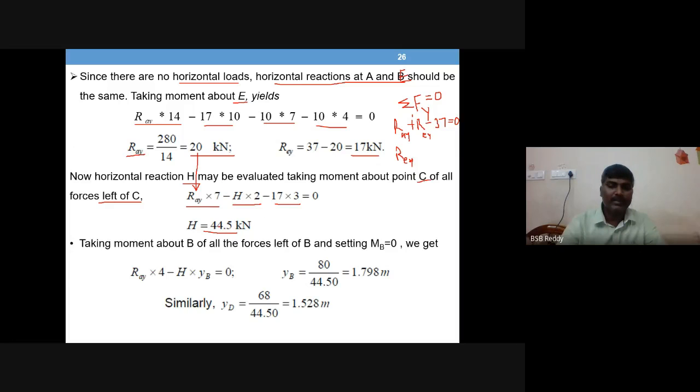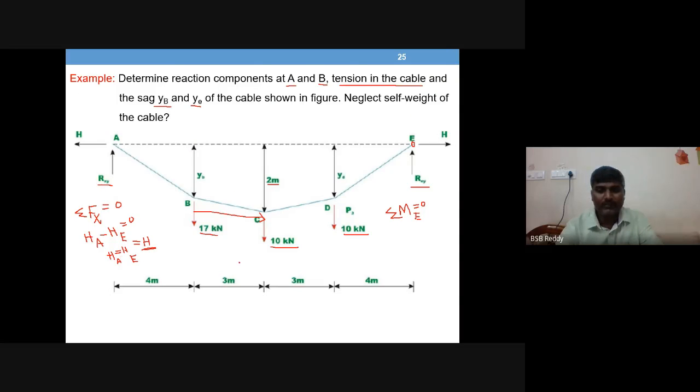Now we have solved 4 unknown values. What are they? HA 44.5, HE also 44.5, and VA 20 and VE 17. Total 4 unknowns we have solved. So still how many are there? 6. Total 10 we have estimated: 4 tension values and 2 geometric values, YB, YD. All these are to be estimated.